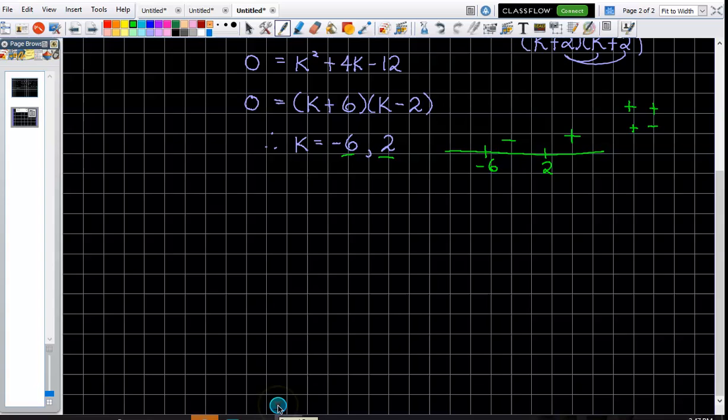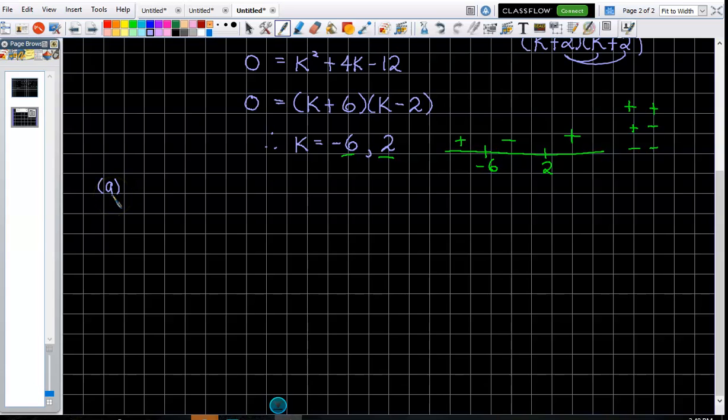Okay, so pick a number beyond minus 6. I'm going to go minus 10. Minus 10 plus 6 would be negative. Minus 10 take 2 is negative. A negative and a negative makes a positive answer. Huzzah.